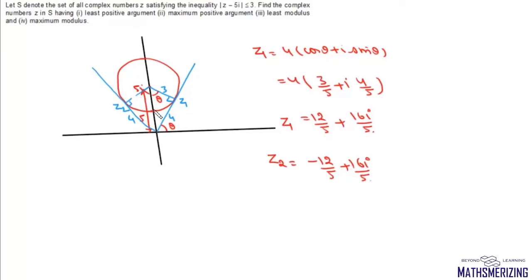Now least modulus will be this point and this point will be 5 and this distance is 3. So it will be simply 2 iota, and Z with maximum modulus will be this point, which is simply, this is 2 plus 6 is 8. So it will be simply 8 iota.